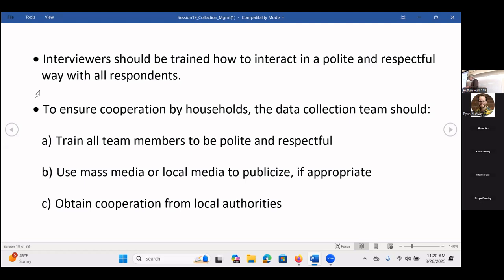And getting cooperation from local authorities. When you're going to some town or rural area, in many countries you need to talk to the local government people first, to tell them, we're going to be working in your area, we're not some kind of suspicious organization or something like this. Okay.